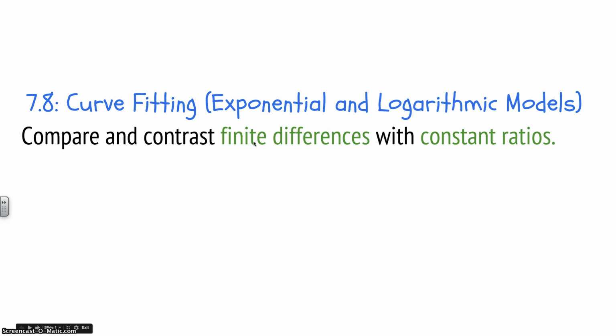What I want you to do is compare and contrast what you remember about finite differences with constant ratios. So if you don't remember what finite differences are, it might be in your best interest to go back and look at 6-9. 6-9 was where we took the time to talk about what finite differences were. So if you don't remember what they are, you may need to look it up. Now for what we're doing now, we want to look at constant ratios.